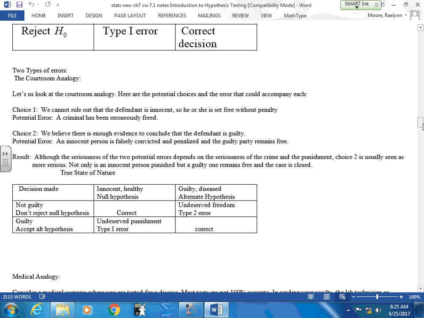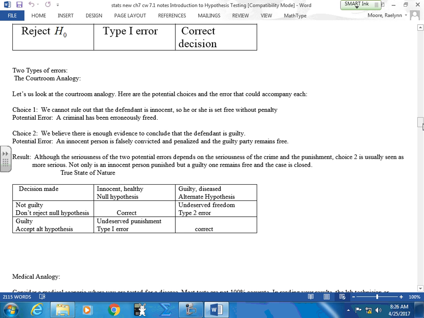Not only did we put this guy in jail, but the guy who is doing the crimes is still there, free to do more crimes. The result: although the seriousness of the two potential errors depends on the seriousness of the crime and the punishment, choice 2 is usually seen as more serious. When an innocent person is convicted and penalized, and the guilty people remain out there. Not only is an innocent person punished, but the guilty person remains out there.